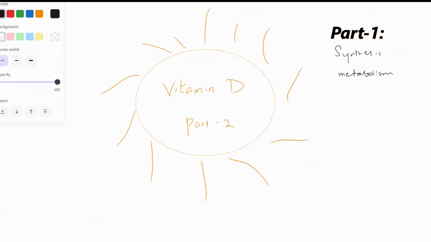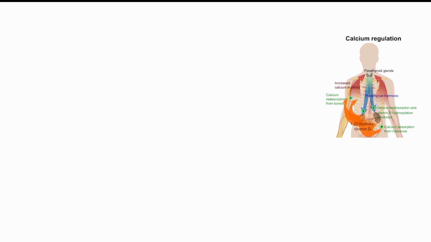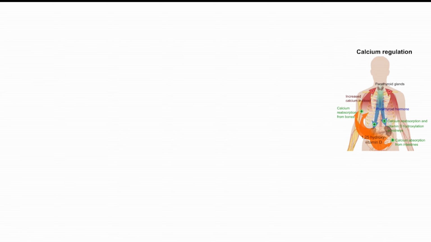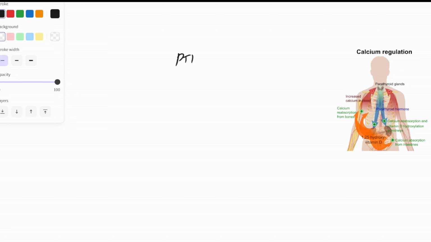Let's move on to its regulation and control. Okay. So the production of active calcitriol is meticulously controlled by a sophisticated hormonal network, ensuring calcium and phosphate levels remain within a tight physiological range.